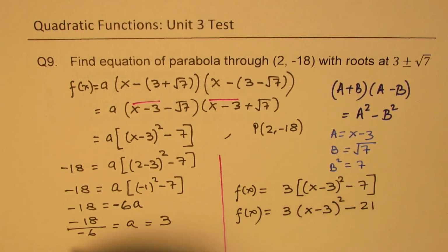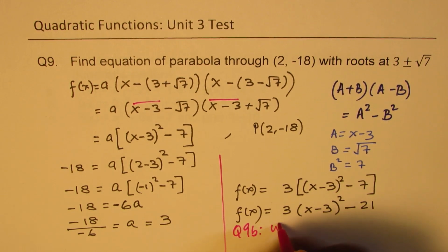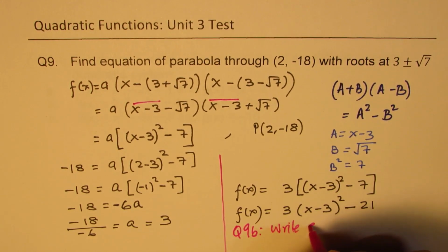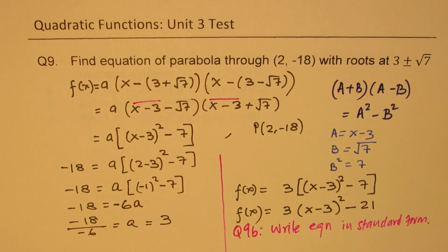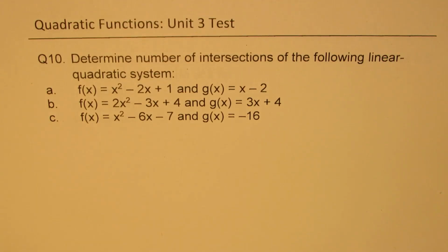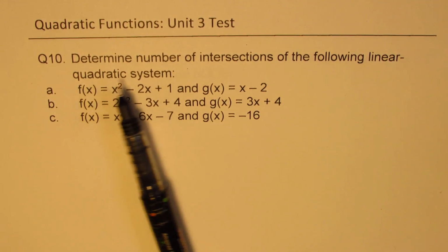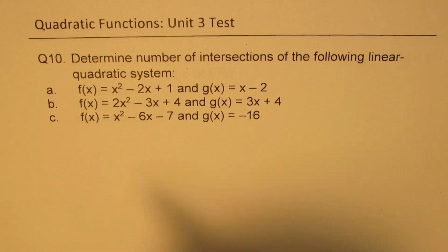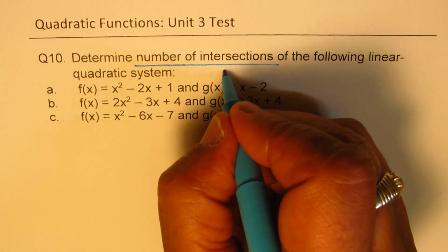Now again, as we did earlier, question 9b, write in standard form. Is that clear, right? So let this be an extension for the same question. Question number 10. Determine the number of intersections of the following linear quadratic system. Now we are only interested in finding the number of intersections, right? Not solutions.